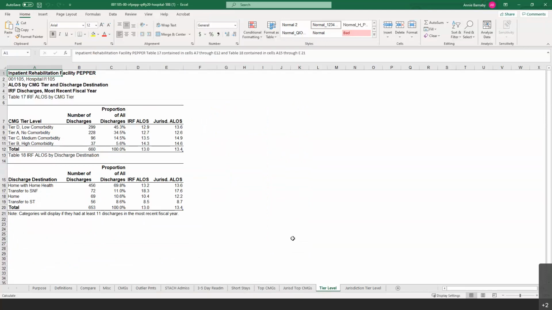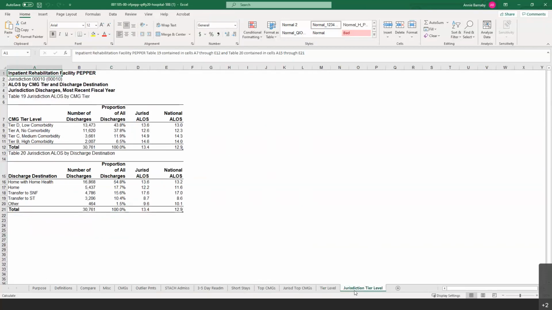This tab lists the tier level information, comorbidity information, as it relates to the number of discharges, the proportion of all discharges. So again, we do have this 11 discharges here, but this is just another section of information that we provide so that you can get all the PEPR data that you need. And then we have it at the jurisdiction level as well.